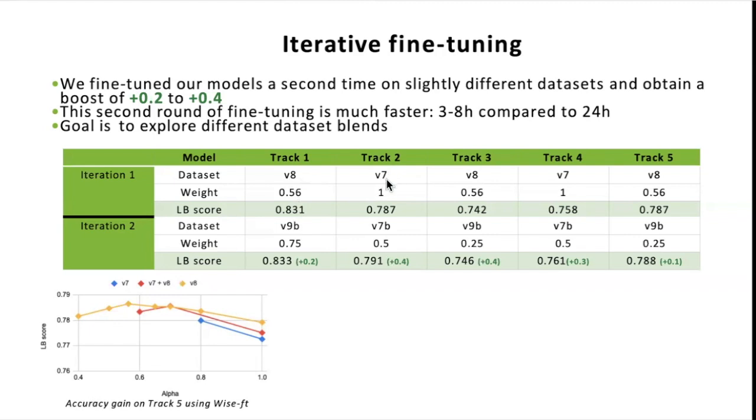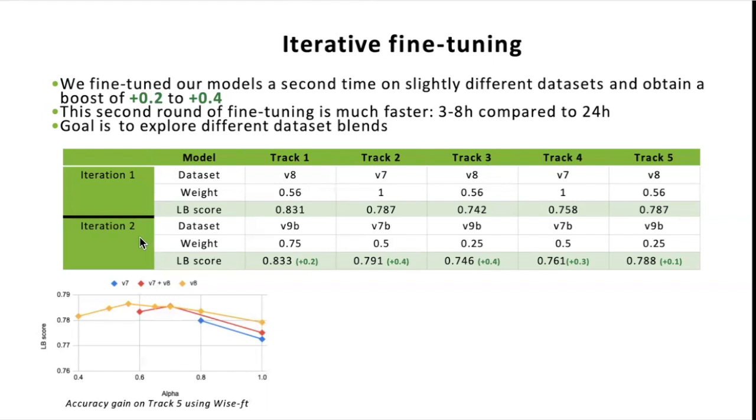And also for track two, even though it's the same Qwen-based model, they use the V7 data sets to do the QLoRA fine-tuning, etc. So basically, track one, track three and track five use the same data set for fine-tuning, and track two and track four use the same data set over there. So this is their first iteration.